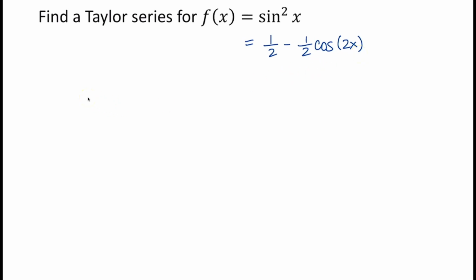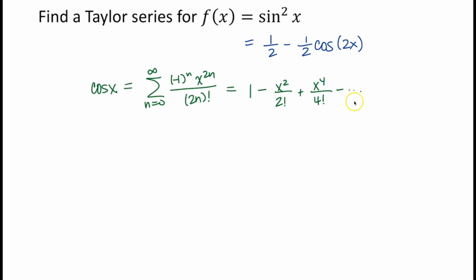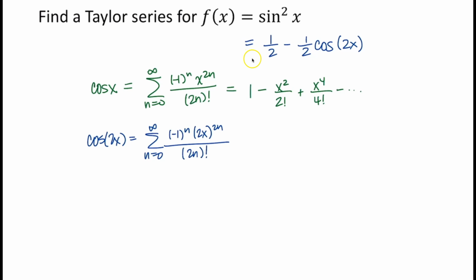All right, so let's start with cosine x. We know cosine x is equal to the sum of n equals 0 to infinity of -1 to the n x to the 2n, it's going to be even powers, over 2n factorial. And we're going to write out a few of those terms, starting with 1 and so on. Now let's replace x with the continuous function 2x. So we're going to have cosine of 2x is equal to the sum of n equals 0 to infinity of -1 to the n, and then the quantity 2x to the 2n over 2n factorial. And we'll replace the x's in the expanded version with 2x's.